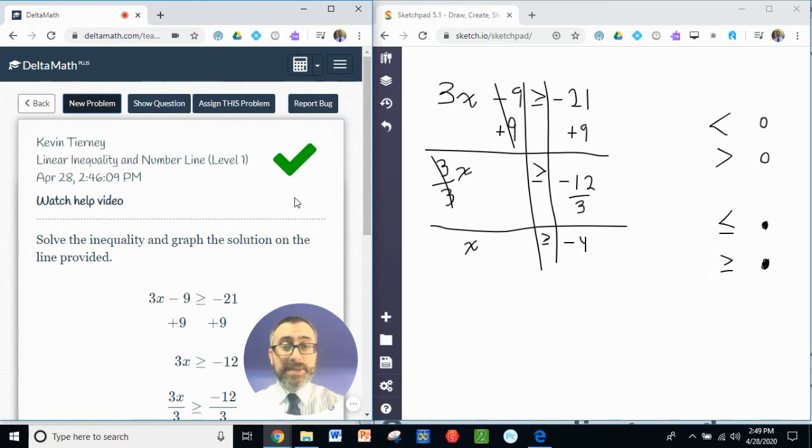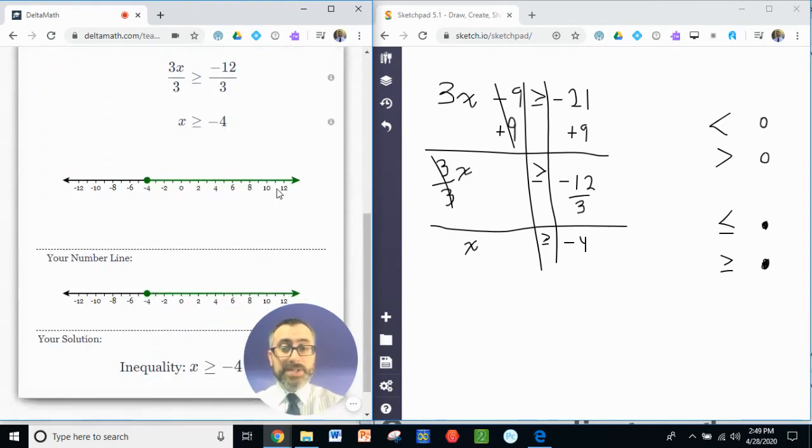So to recap, when we're solving linear inequalities, we're going to basically follow the same steps that we would solve a linear equation with. However, once we're done and we have a solution, we're also going to need to graph that solution because there are many ways to represent this information.